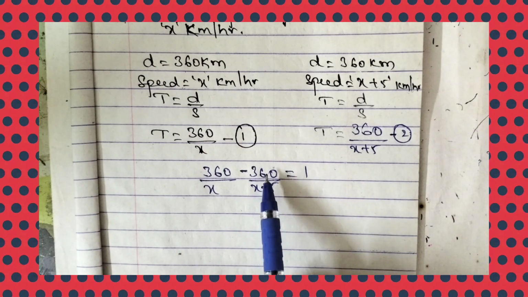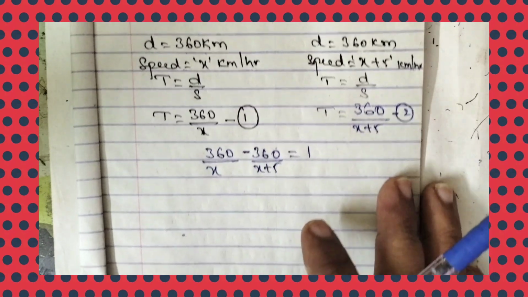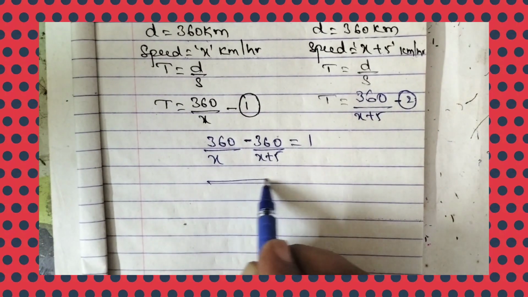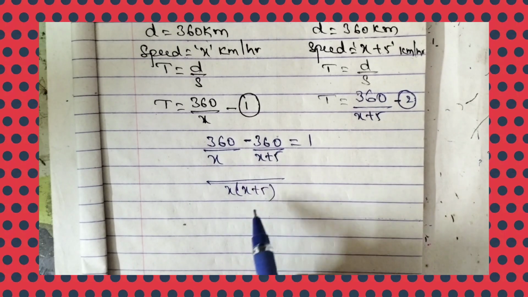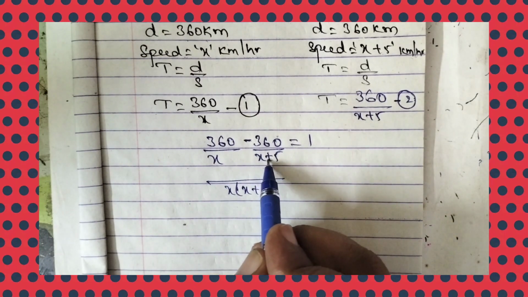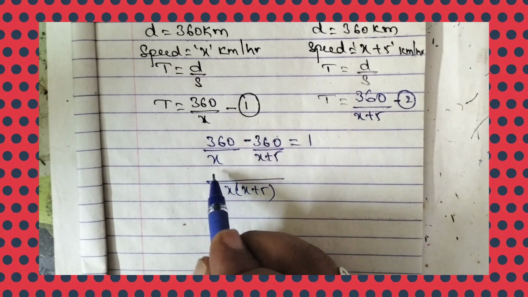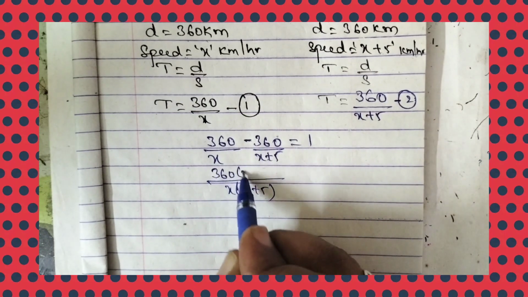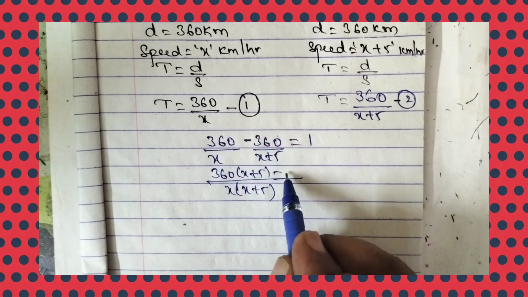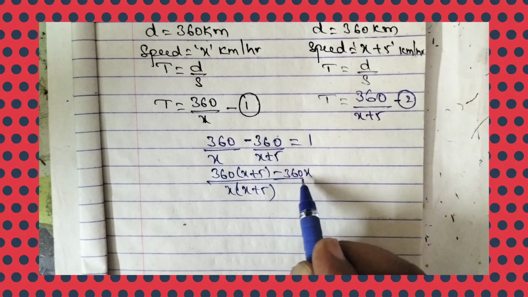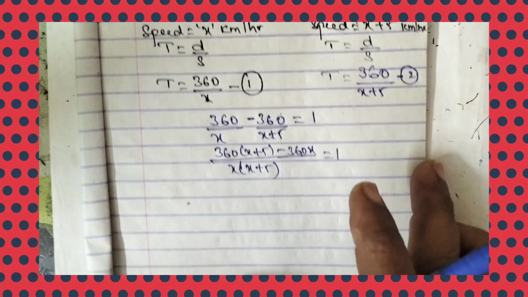Akshmat, neevu enadru idun first bardu idu next bardre tappagutte. So now denominator itself is the LCM. So X into X plus 5 is the LCM. So now cross multiply. So X plus 5 into 360. So 360 into X plus 5 minus X into 360, 360X is equal to 1.